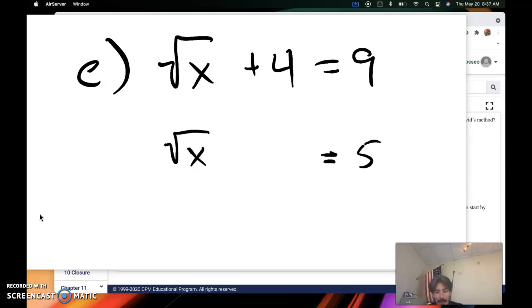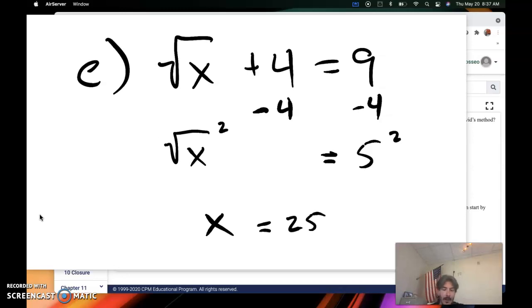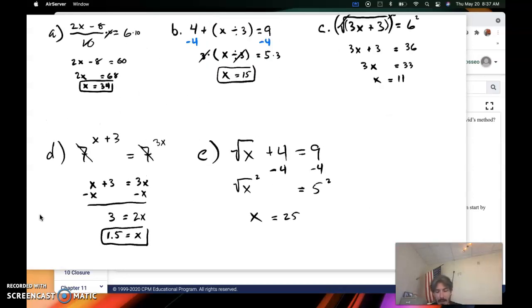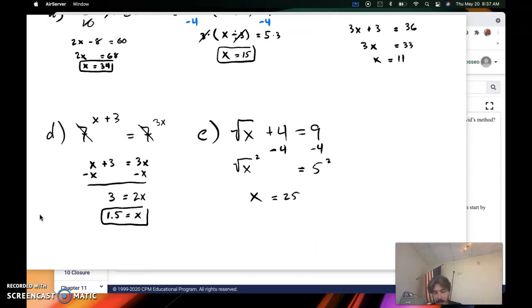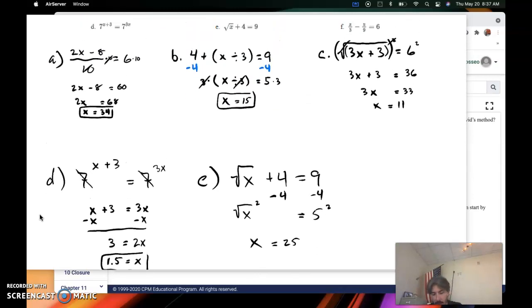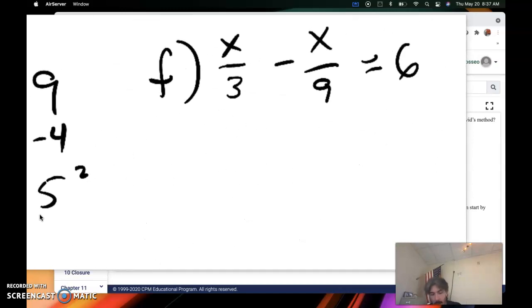Now, how in the heck did I get that? You heard me. I said I'm going to get rid of that 4. Okay, and I can do so because the 4 is not under the radical. Now I'll get rid of that square root by squaring both sides, and when I do that, I get x equals 25, right? One last problem we're going to look at here, and it is going to be letter F, and I'm going to strategize here with you, but first I've got to write this problem down. F is x divided by 3 minus x divided by 9, and that's equal to 6, okay?